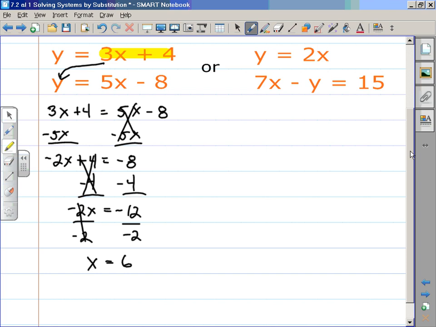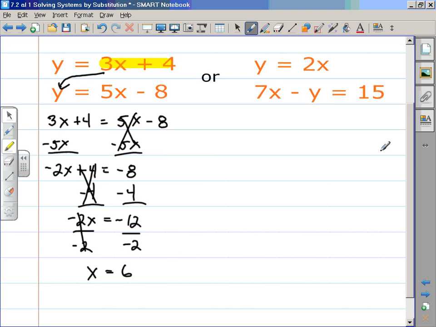What we have to do now, remember, a solution is an ordered pair. A solution to a system of equations, if it has one solution, is an ordered pair. So we have to find the y value. So we take this x value and we're going to substitute it in to one of the original equations. And it doesn't matter which one. I'll just choose the first one for this example.